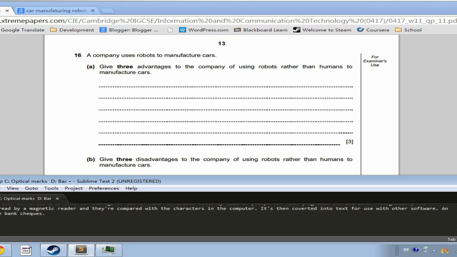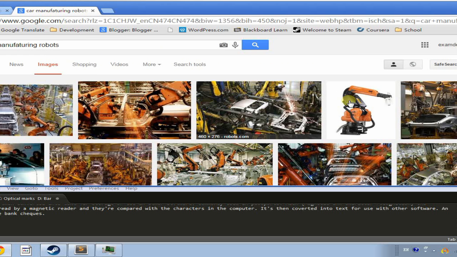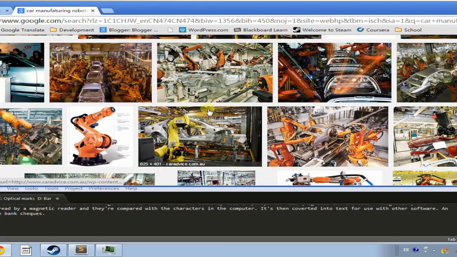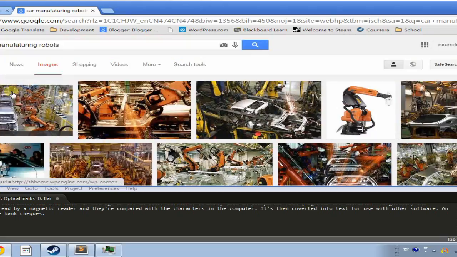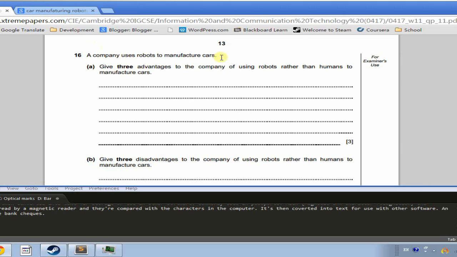Okay, so let's have a look at question 16. A company uses robots to manufacture cars. So first of all, let's be clear on what robots are. We're talking about this kind of thing rather than it being the android human-like robots. So in a factory, we have this line here making all these different cars together. So a company uses robots to manufacture cars. Give 3 advantages to the company of using robots rather than humans to manufacture cars.